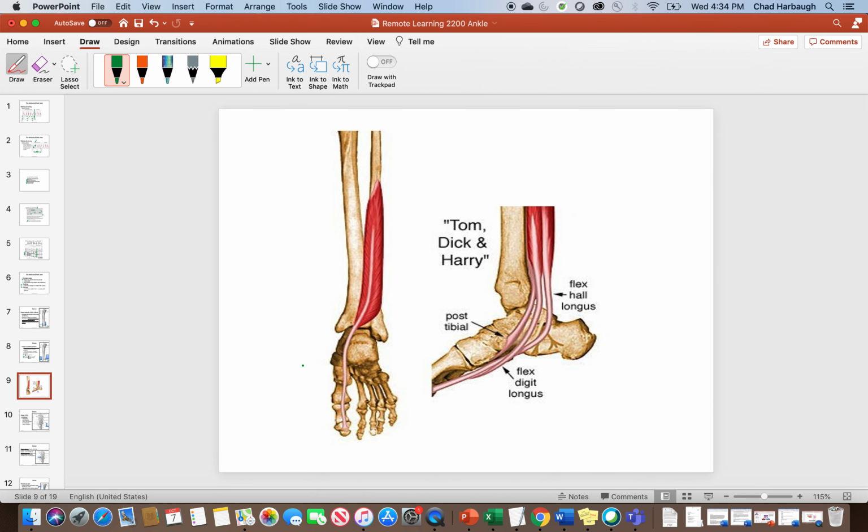So here's another look at it. You can see now in this illustration that the posterior tibialis is wrapping underneath the medial side here, and this is going to be helping to support the medial arch. The flexor digitorum longus, which is wrapping underneath the foot, is going to help support the longitudinal arch. And this picture over here is the flexor hallucis longus, and you can see how it is wrapping close to the medial malleolus and going underneath the foot.